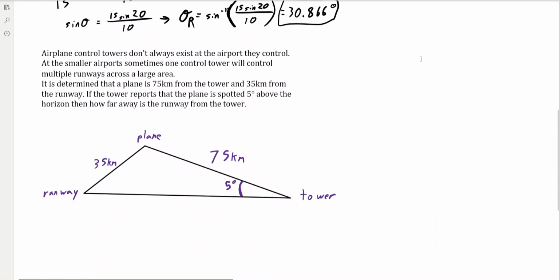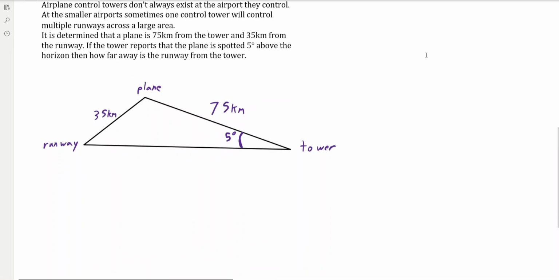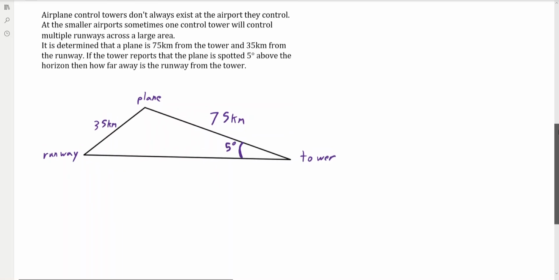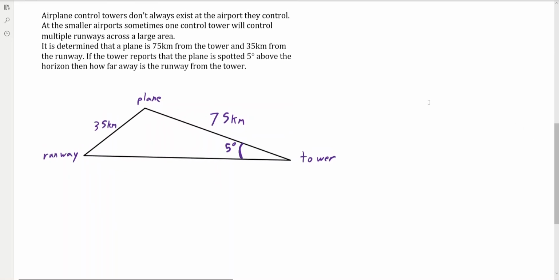Speaking of angles that need to add up to 180, here's another triangle for you guys to try out. At this point, since I've done one, I do highly recommend that you pause the video, try it out for yourself, and see if you can get the right answer.